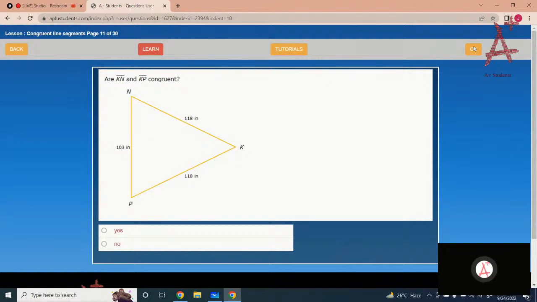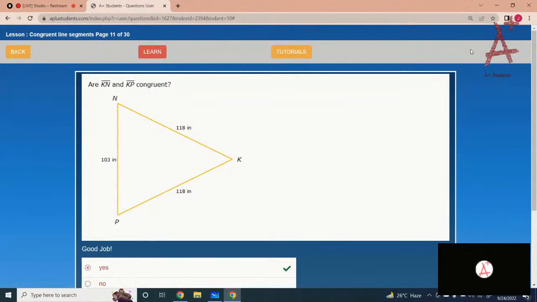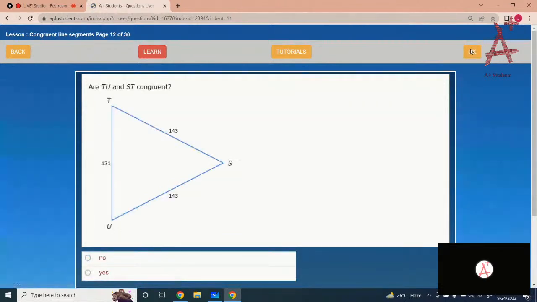Okay, the next one: are KN and KP congruent? KN is 118 and KP is 118. Yes, both of them have the same side length, so they are congruent. The answer is yes. Got it? Okay, are TU and ST congruent? TU is 131 and ST is 143. No, they are not congruent. Got it?